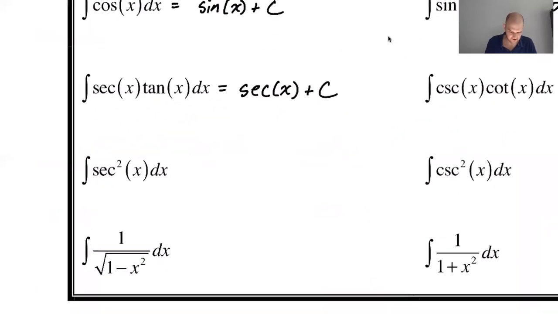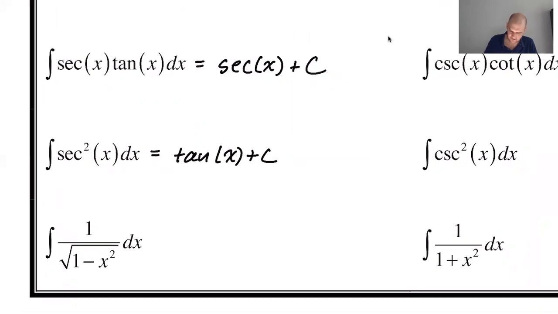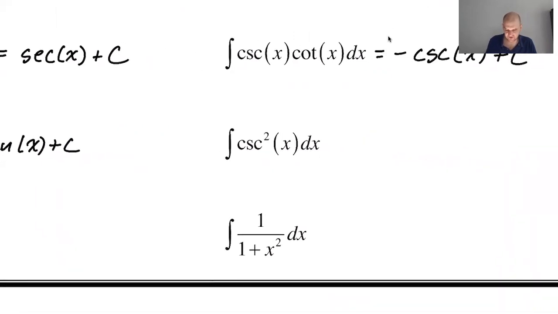So the derivative of tangent is secant squared. So this is tangent. So the antiderivative of cosecant squared should be negative cotangent, because the derivative of cotangent is negative cosecant squared, so we got to balance out that negative.